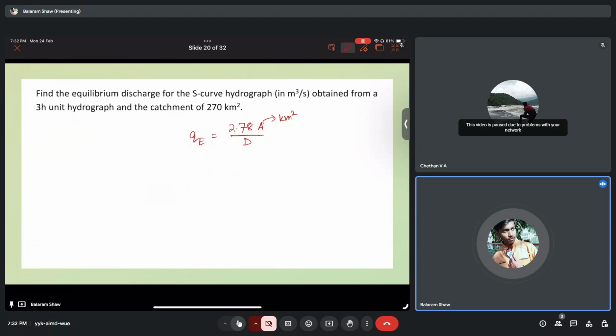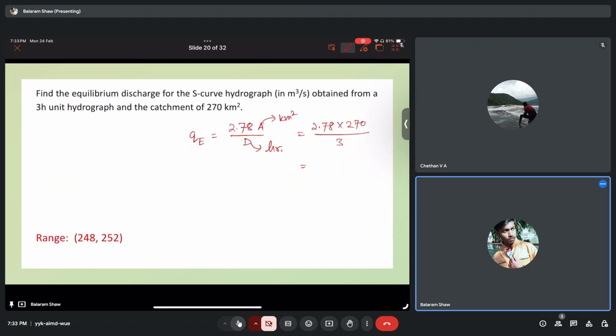So 2.78 into 270 kilometers square and 3 hours, so 2.78 into 270 divided by 3. It's coming as 250.2. So the correct answer is 250.2; I have given some range. Okay, so we'll move to the next question. I hope this is clear.